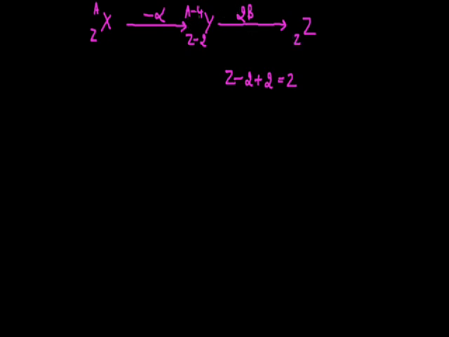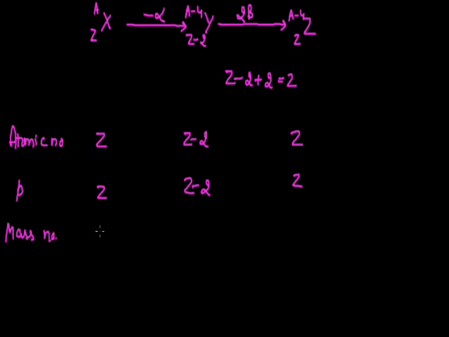Since due to the emission of a beta particle the mass number remains unaffected, the mass number of this nuclei Z will be equal to the mass number of this nuclei Y, and the mass number will be A minus 4 here. If I calculate the number of neutrons and protons for these, the very first, here I am going to write the atomic number of these three. The atomic number for the first one is Z, for the second one is Z minus 2, and for the third one again the value is Z. Since I have indicated the atomic number by the symbol Z, the number of protons will be Z, Z minus 2 and Z respectively. If I find the mass number for these three, for the first one we have indicated the mass number by the symbol A. For the second one it's A minus 4, and again for the third one it's A minus 4.